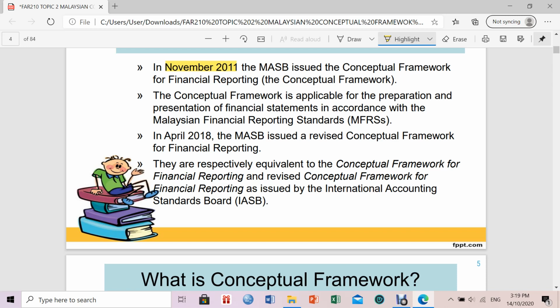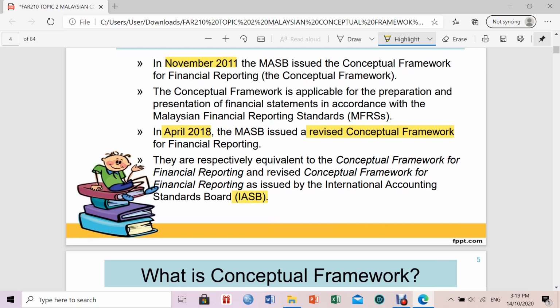Later, in April 2018, the Malaysian Accounting Standards Board issued a revised version of the conceptual framework for financial reporting. So now, when they issued the revised version, it is equivalent to the revised conceptual framework for financial reporting as issued by the international body. The international body is IASB, the International Accounting Standards Board.